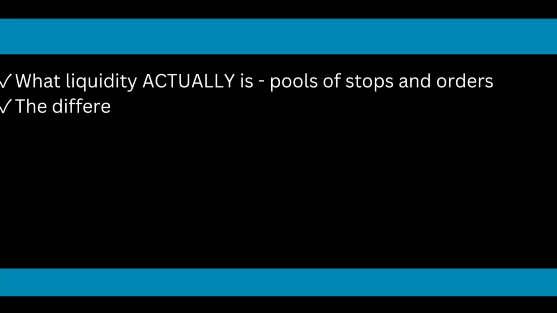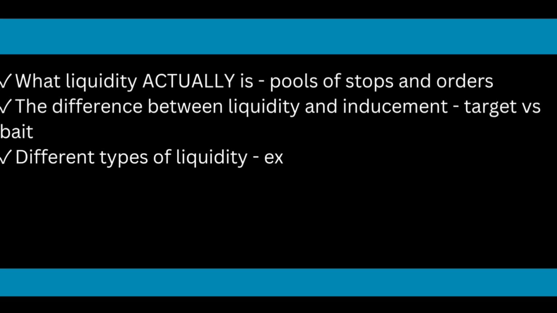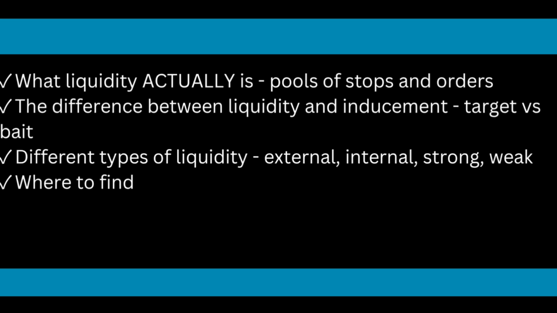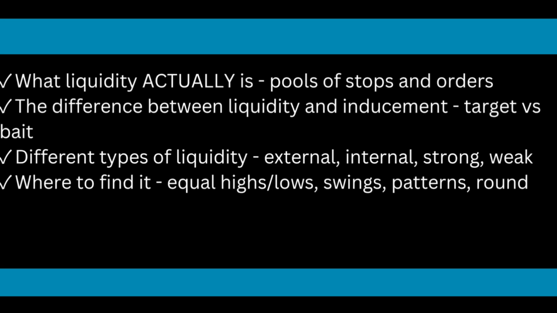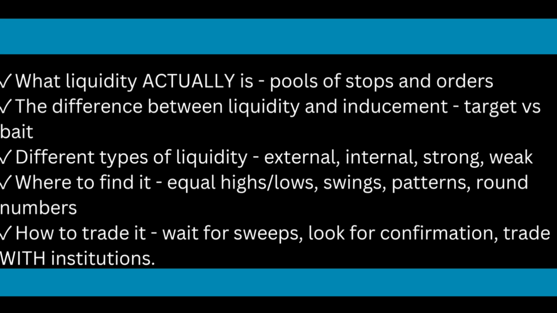Strategy 5. Let's bring it all together. You now understand what liquidity actually is: pools of stops and orders. The difference between liquidity and inducement, target versus bait. Different types of liquidity: external, internal, strong, weak. Where to find it? Equal highs/lows, swings, patterns, round numbers. How to trade it? Wait for sweeps, look for confirmation, trade with institutions.